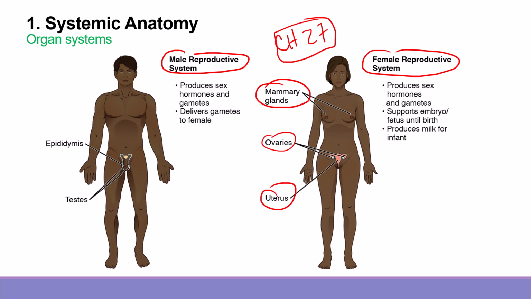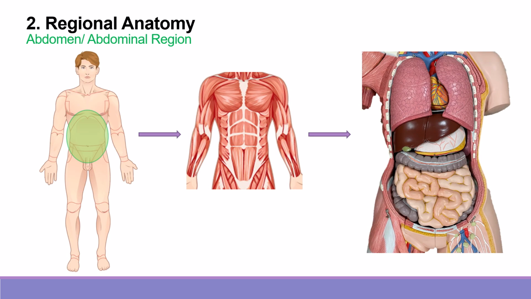So for now, you just know that the male reproductive system is the one that produces the cells, the sex cells, also known as gametes, and hormones that will secure offspring, and that's the way the body transmits the genetic information through generations.